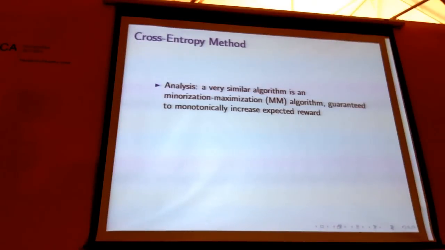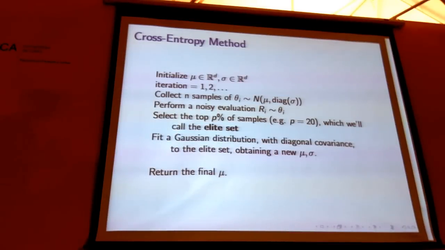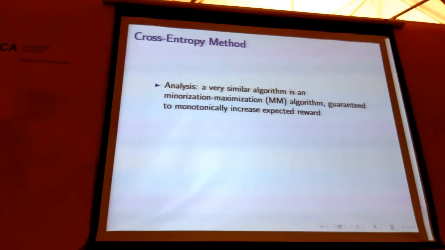It's pretty clear why this algorithm works, so maybe it doesn't need that much analysis, but you can still analyze it anyway. It's actually kind of hard to analyze the cross-entropy method itself, and one of the problems in the list of exercises talks a little about why. But there's a closely related algorithm that's much easier to analyze and ends up being a minorization maximization algorithm, which monotonically increases expected reward.